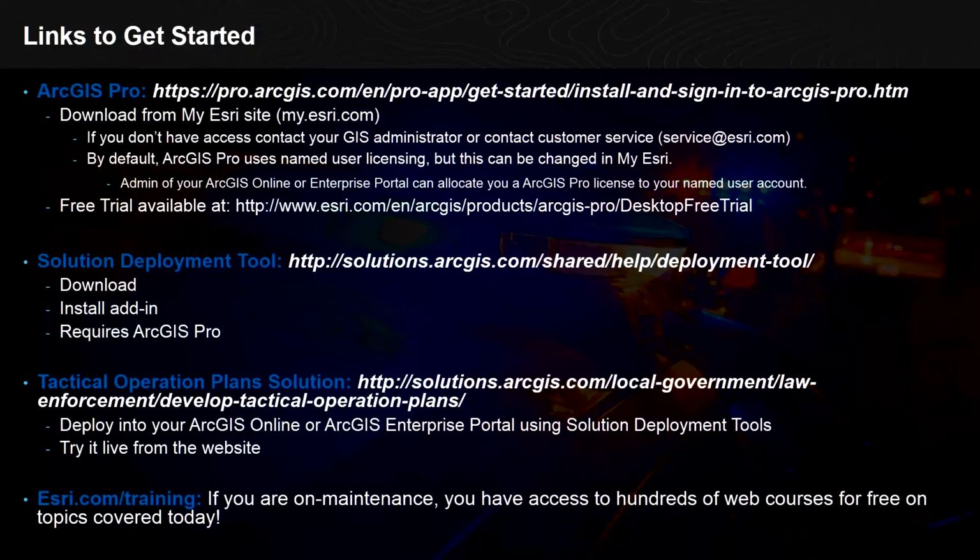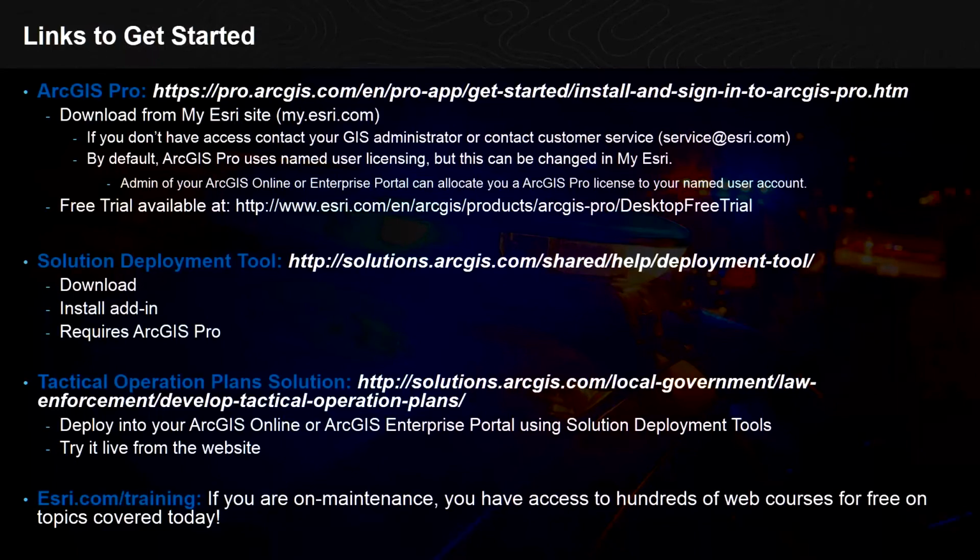If you don't have any of that stuff and you just want to be able to play around with ArcGIS Pro, you can download a free trial from this URL. Go to the solution site to download the solution deployment tool. It does require ArcGIS Pro. You can't use it with ArcMap. It's a very quick install, very easy to use. And then you can download and try those tactical operation plan solutions that I just showed you.